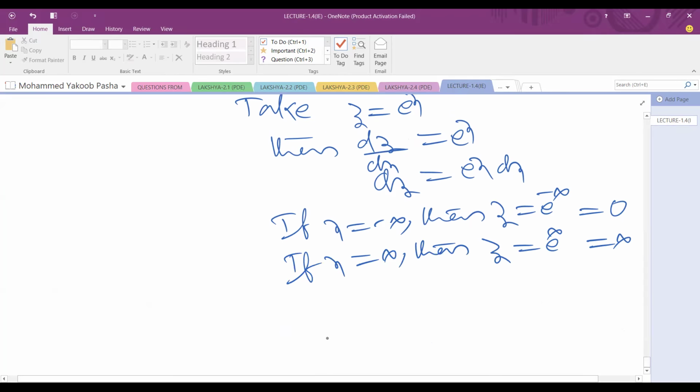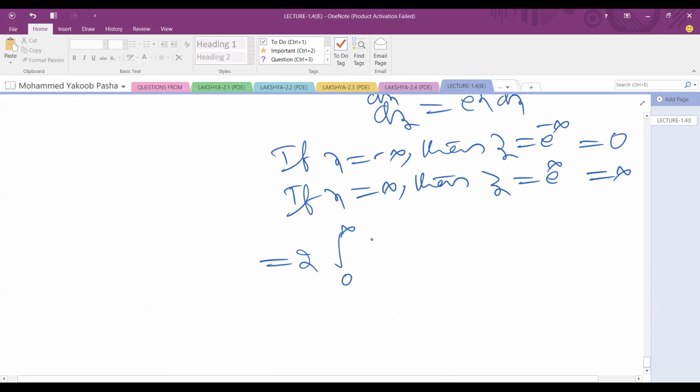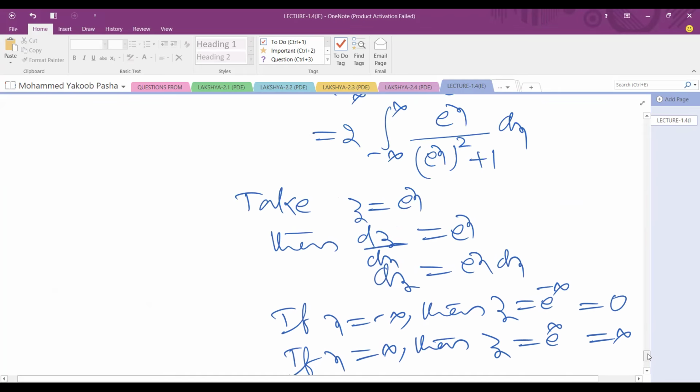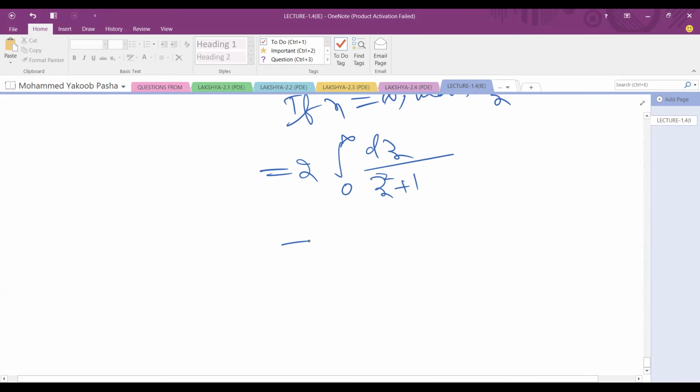So this is equal to 2 into integral 0 to infinity, e power x dx become dz, in the denominator e power x whole square plus 1. E power x is z, so whole square, that is z square plus 1. So it is nothing but 1 by 1 plus z square.